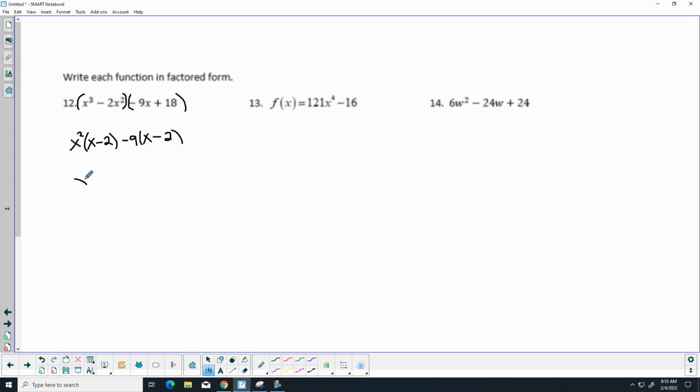So I'm going to have x minus 2 times x squared minus 9. Well, x squared minus 9 is a difference of 2 squares. That can be factored further. So I'm going to have x plus 3, x minus 3.